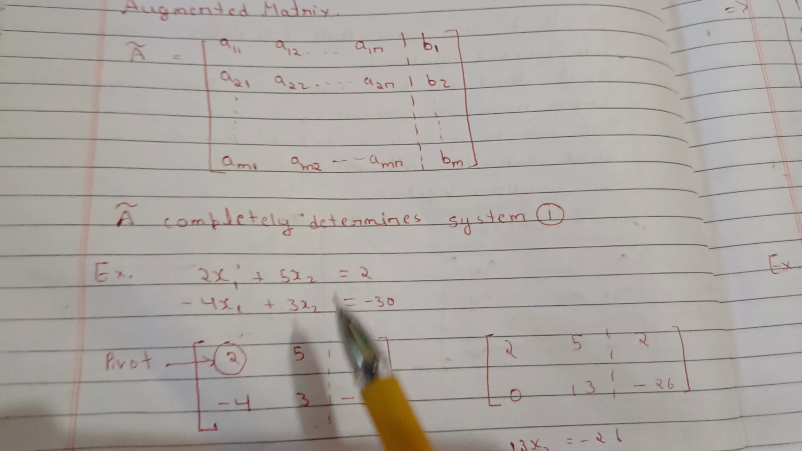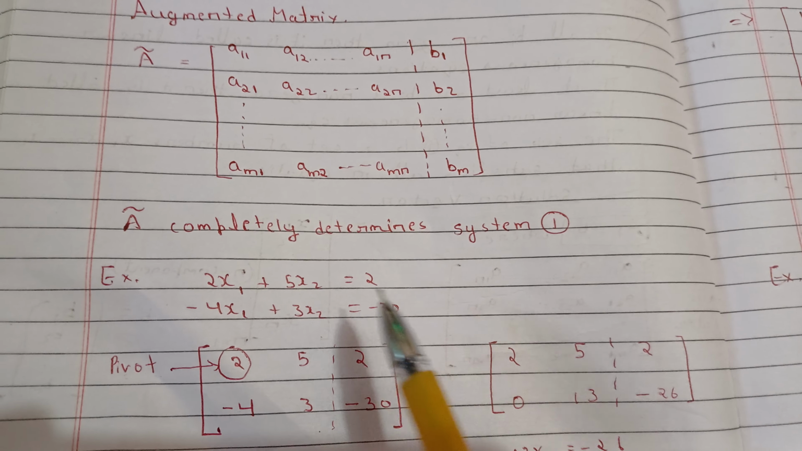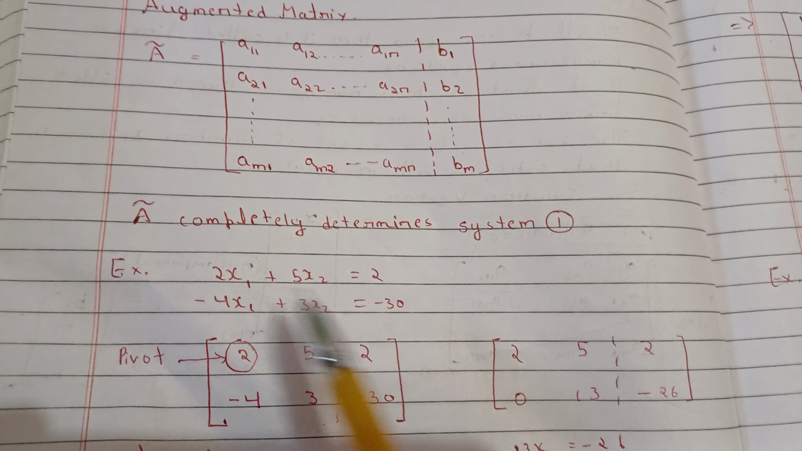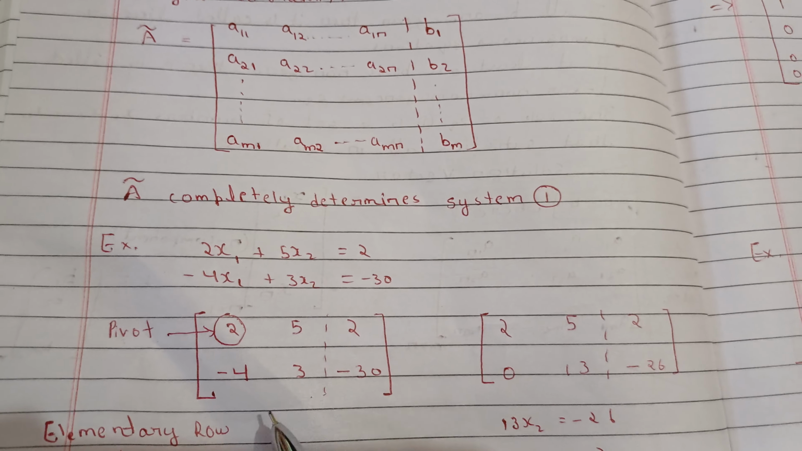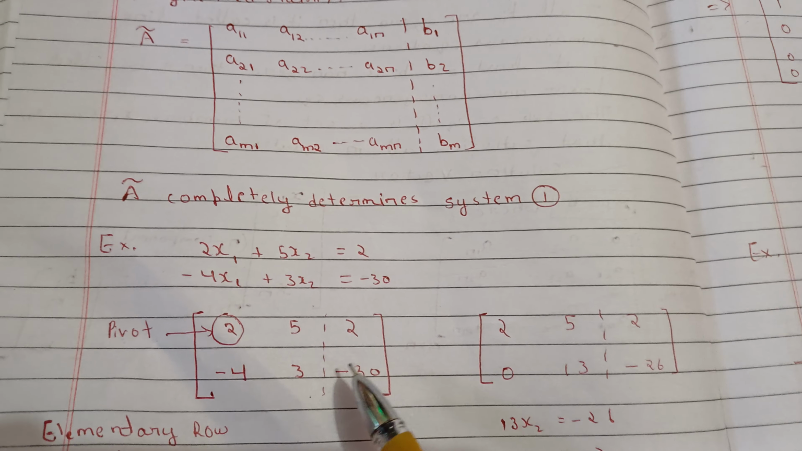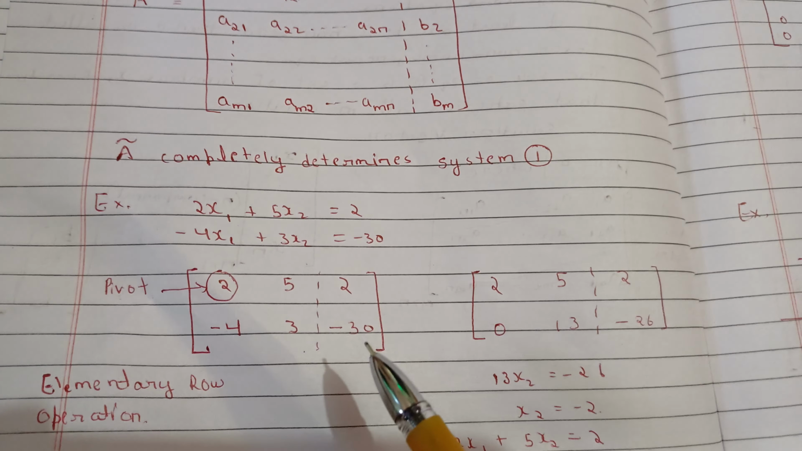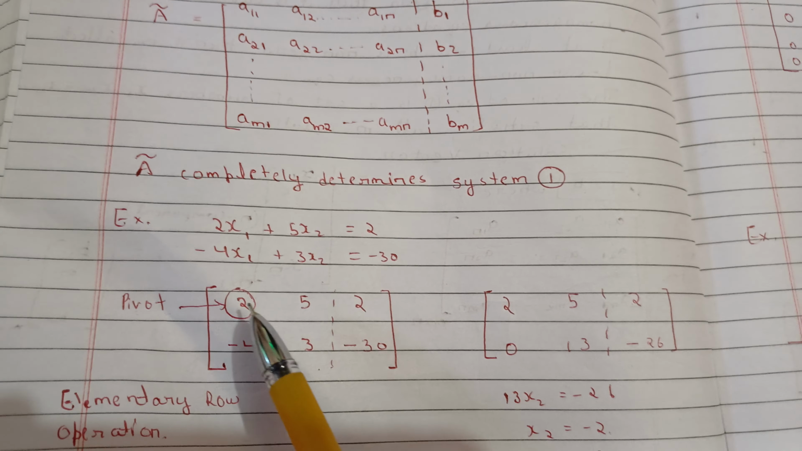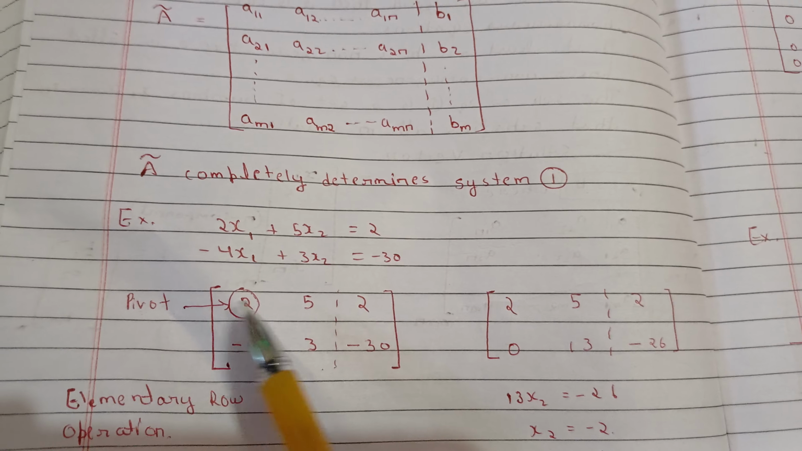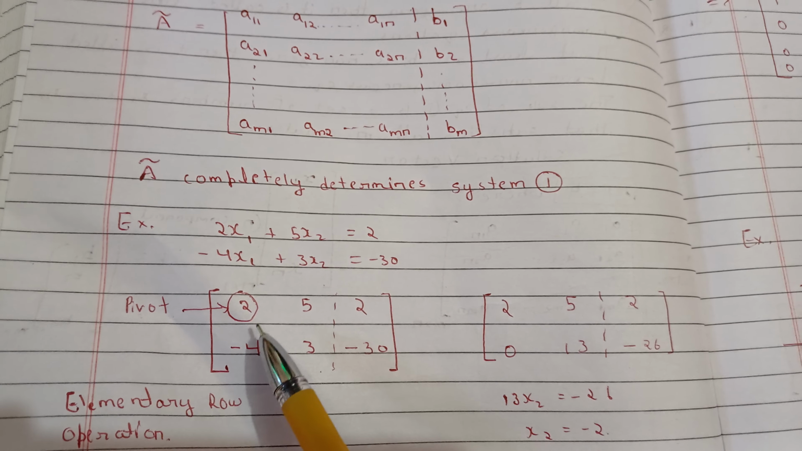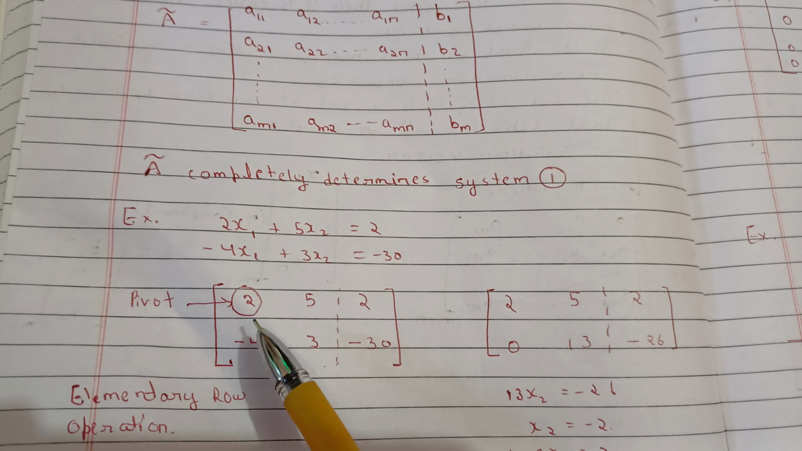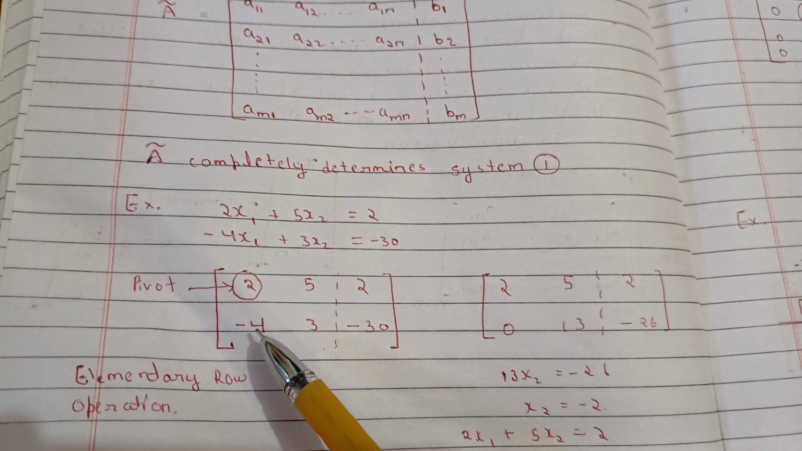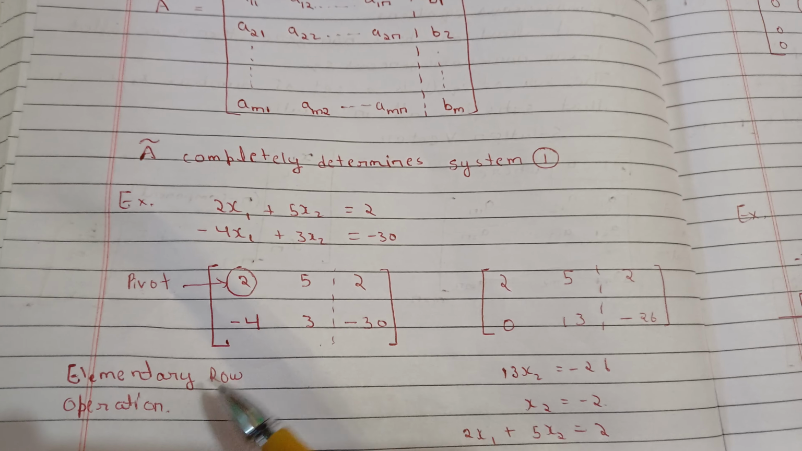Now let's see how we can find the solution with this type of augmented matrix. Here is an example: 2x1 plus 5x2 equals minus 2, and 4x1 plus 3x2 equals minus 30. So write the augmented matrix for this system, that is 2, 5, minus 4, 3, and the right hand side minus 2, minus 30. Here what you have to do is first take this element as the pivot element. For the first row, the first element will be the pivot element, and try to make the element lower than this 0, using elementary row operations.